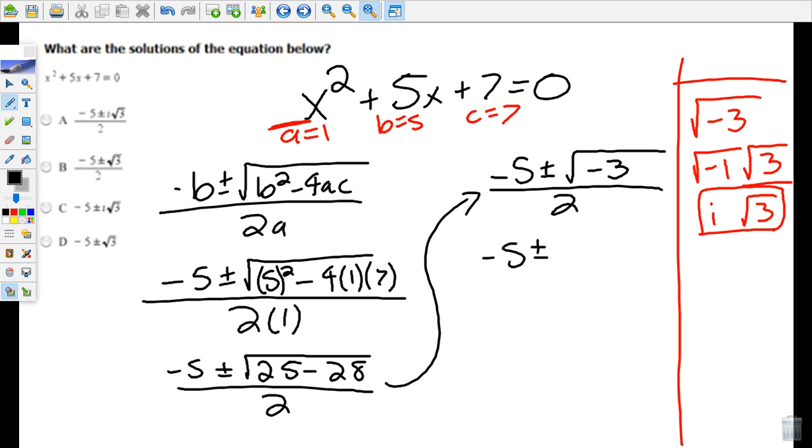We still have plus and minus, but we're exchanging the square root of negative 3 for i, the square root of 3. So that's all we've changed. Everything else has stayed the same. It's just that square root that's been changed a bit.